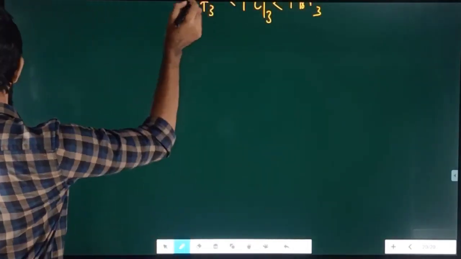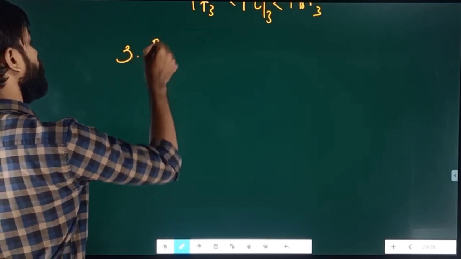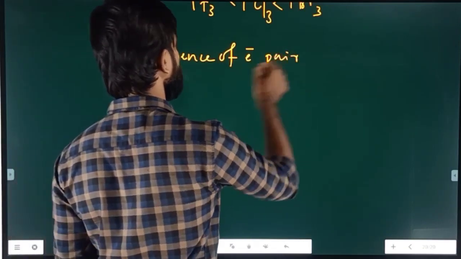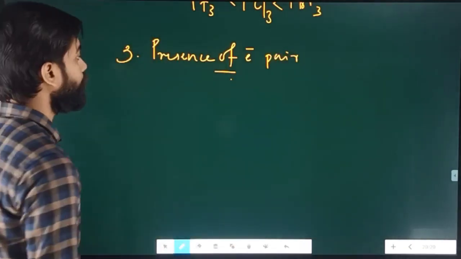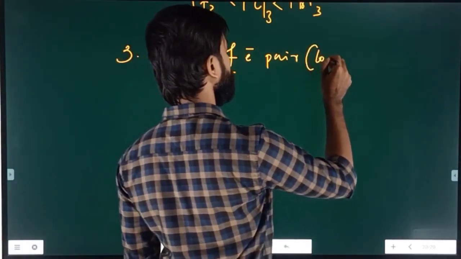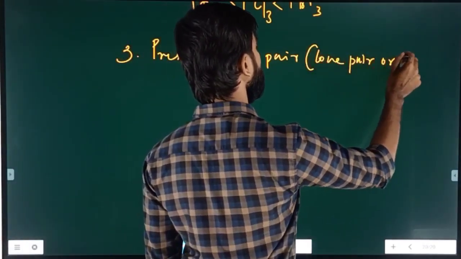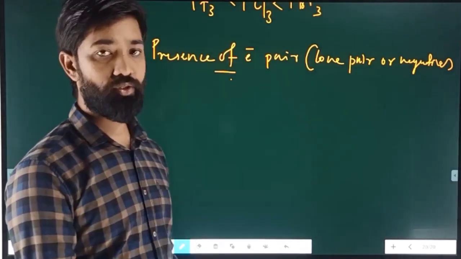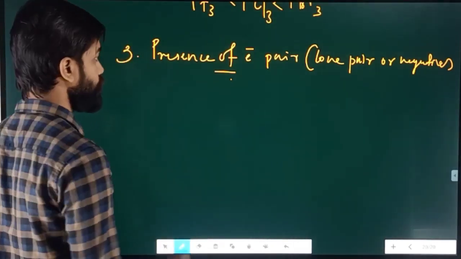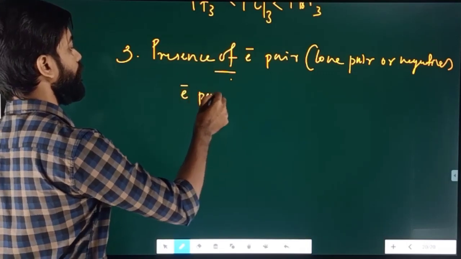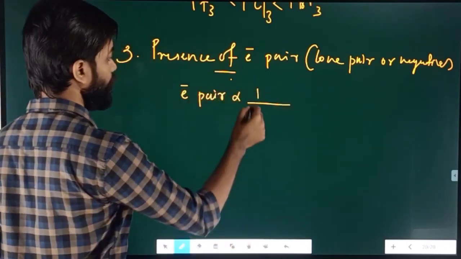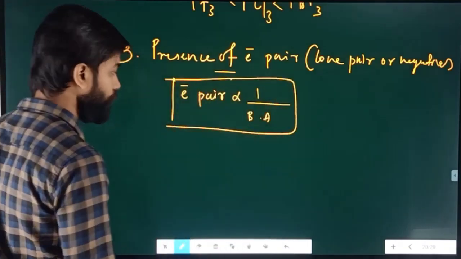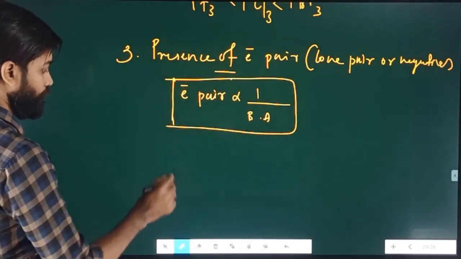Next. Number three, presence of electron pair. Ready? Electron pair means either a lone pair or a negative charge. As the electron pairs increase, the bond angle decreases. Electron pair is inversely proportional to bond angle.